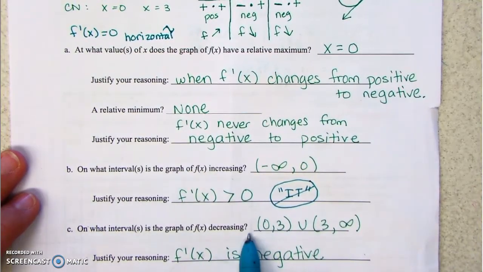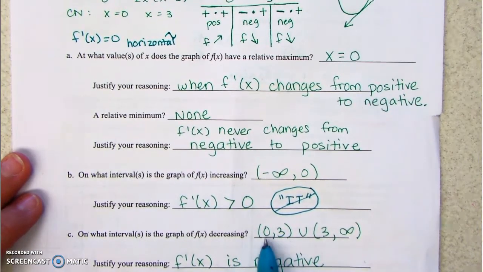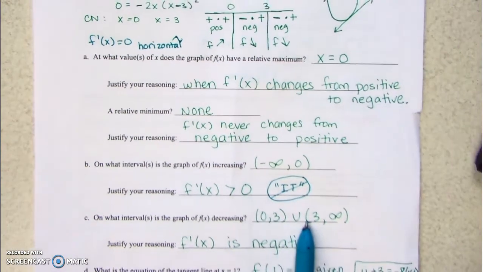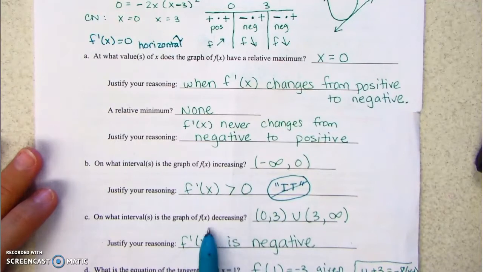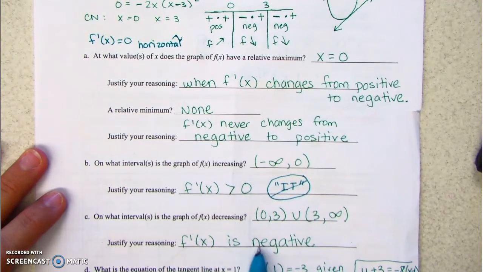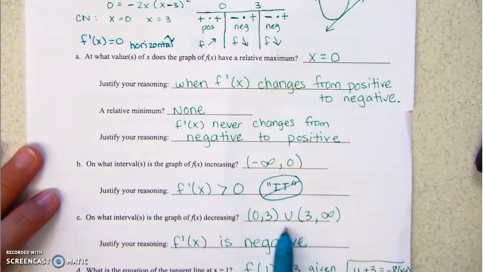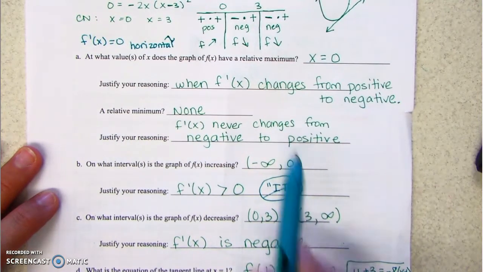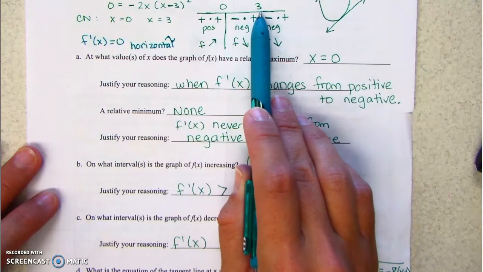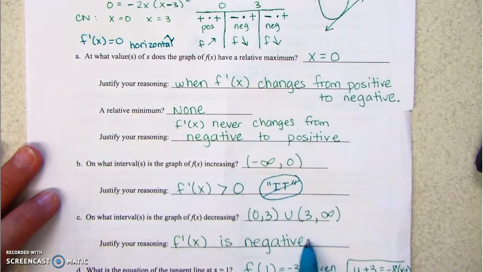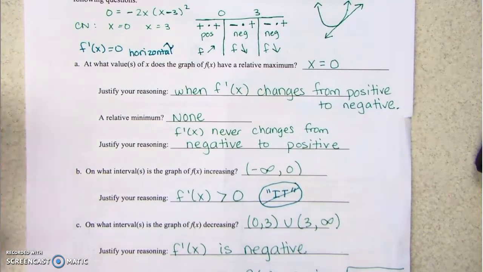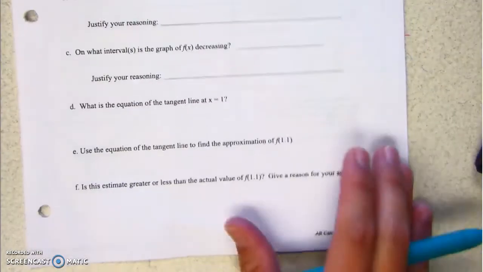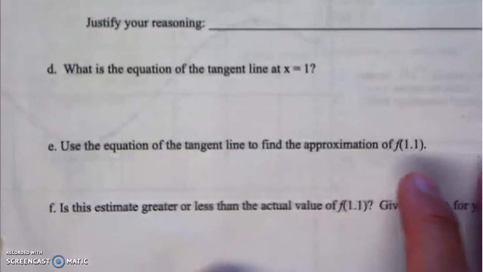Where is f decreasing? You may not say from 0 to infinity because f prime is equal to 0 at 3. And f is decreasing when f prime is negative. It's not negative at 3. It equals 0 at 3, so you have to skip over the 3. So from 0 to 3, and then 3 to infinity. Okay? All right, I'm going to do D. What is the equation of the tangent line at x equals 1?